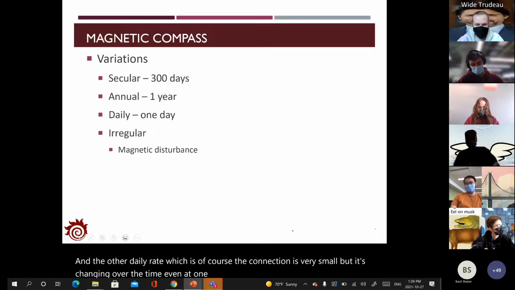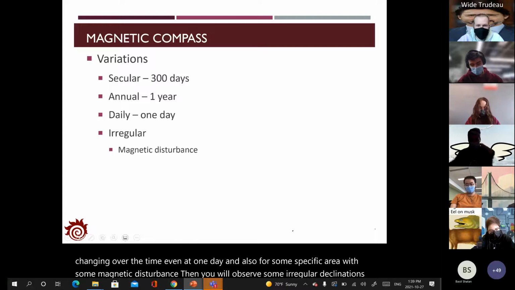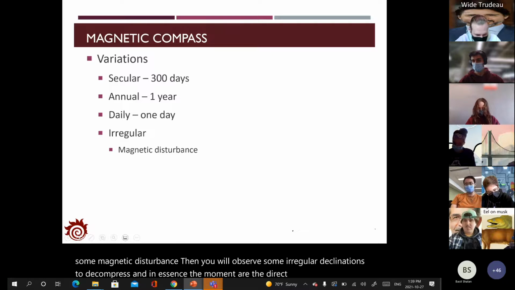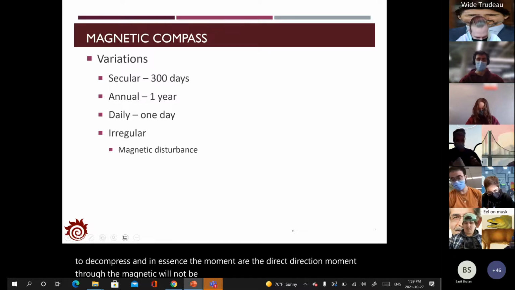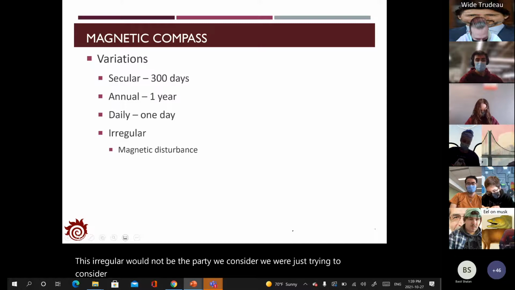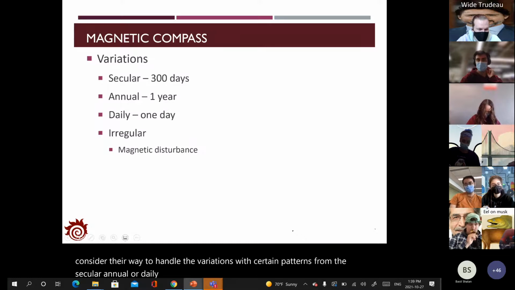And also for some specific areas with some magnetic disturbance, you will observe some irregular declinations on the compass, and in that sense, the direction measurement through the magnetic compass will not be accurate. The irregular variations are not the part we're going to consider. We will just consider the way to handle the variations with certain patterns from the secular, annual, or daily changes. This is very important for you to use the compass to measure the angle and directions.